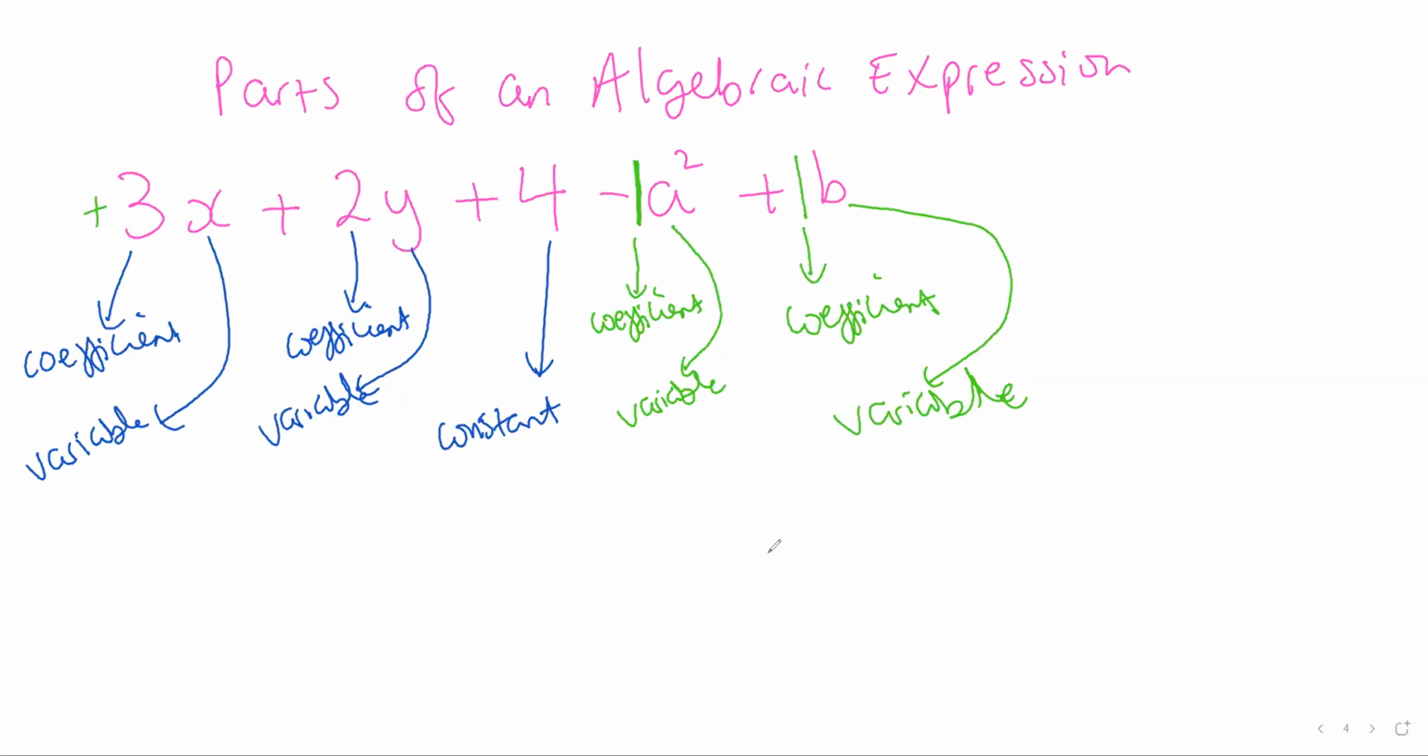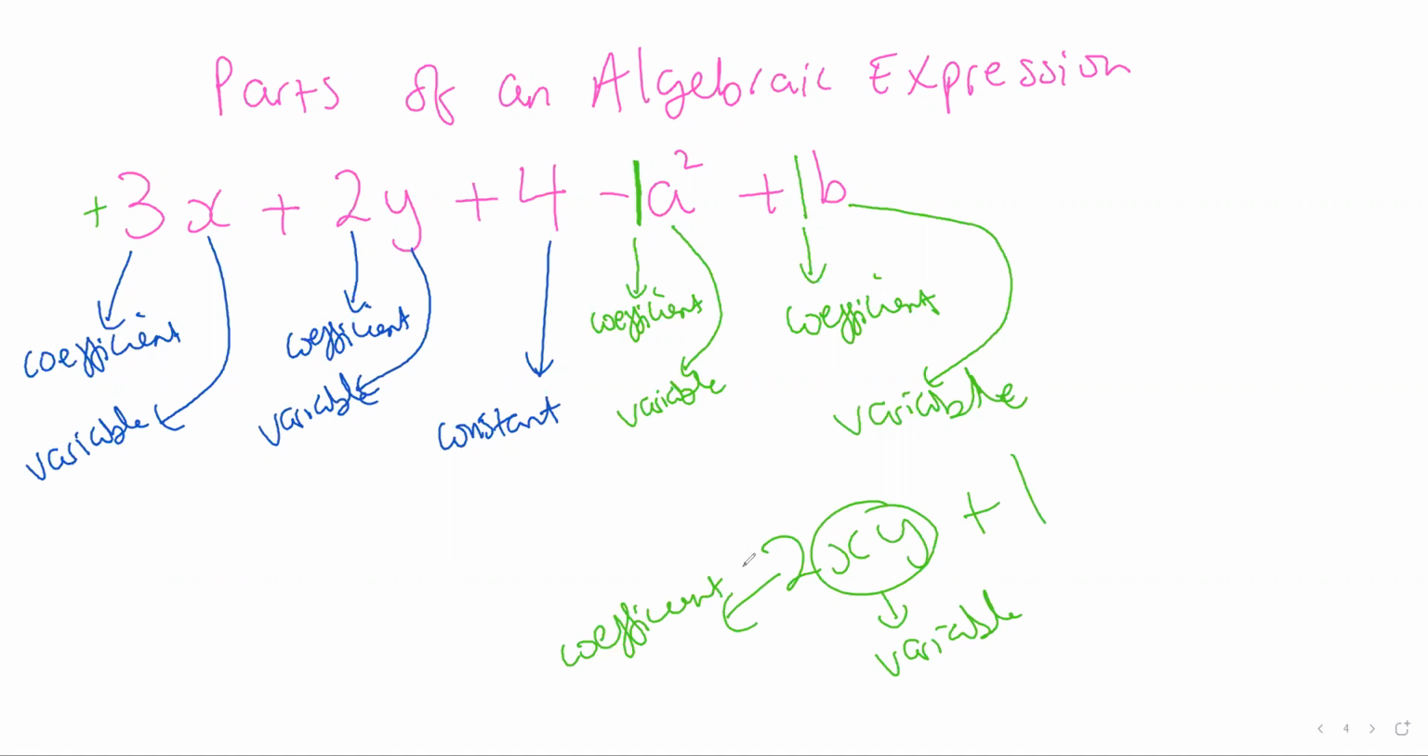For example, if you have something like 2xy plus 1, xy is the variable term, this is the coefficient, and 1 is the constant. And the addition sign, this is just an operation, right?